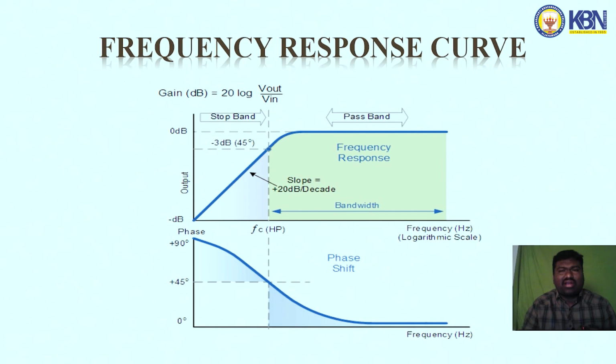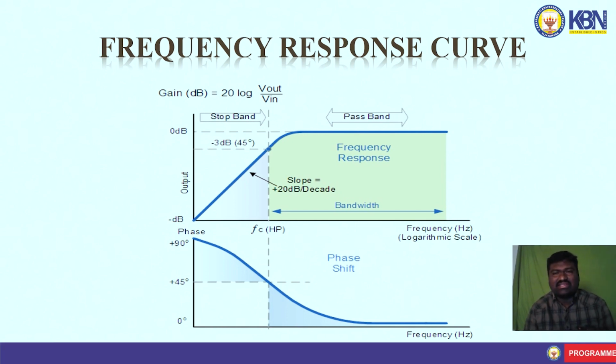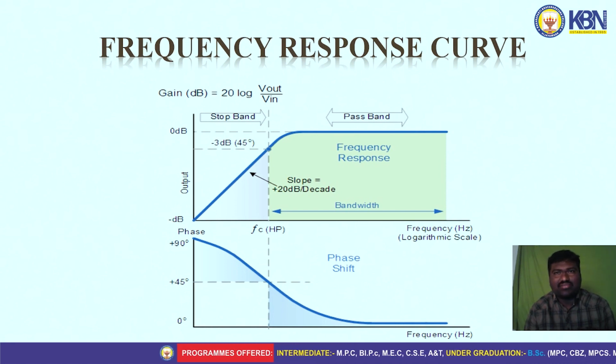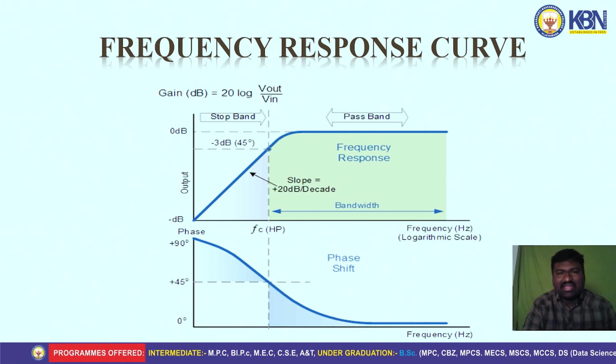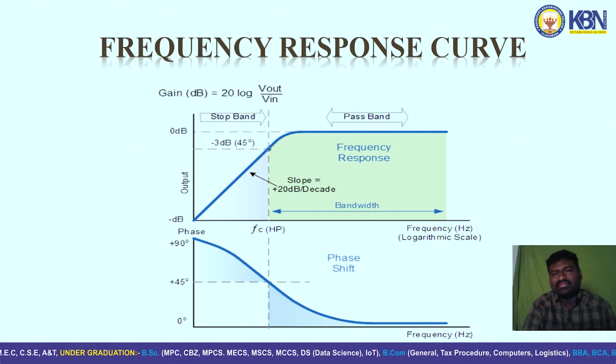The response curve graph of a high pass filter is represented like this. Above the cutoff frequency is known as the pass band and below the cutoff frequency is known as the stop band. The cutoff frequency is defined as the frequency at which the output rises to 0.70 times its maximum value. The graph is represented like this, with frequency taken along the x-axis and output voltage along the y-axis.